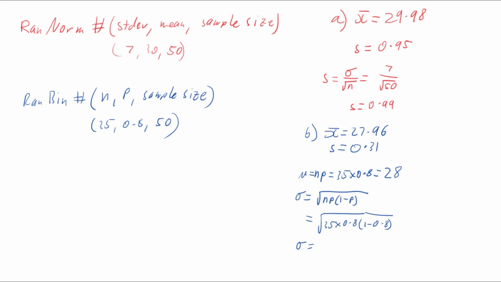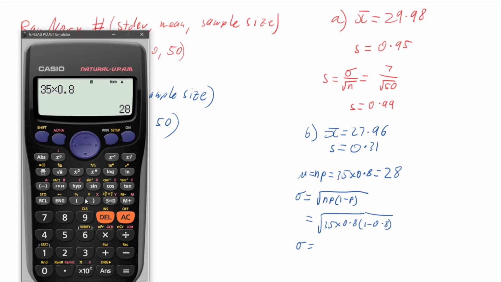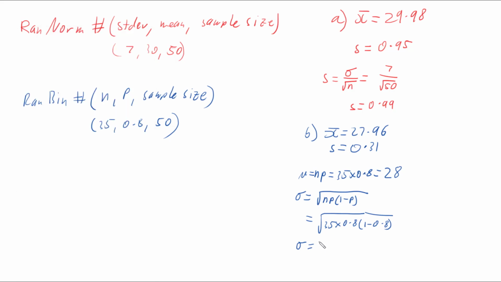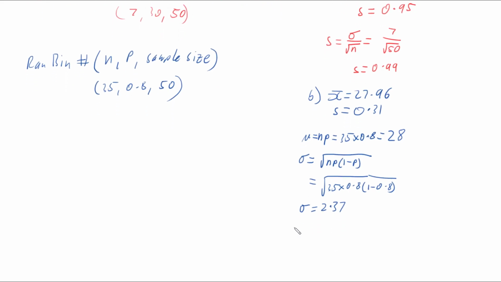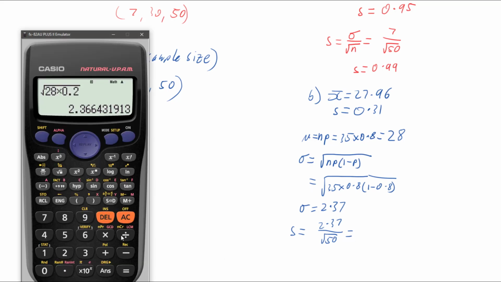And so if we go and put that into our calculator here, we've got the square root of n times p, which we just worked out was 28, times 1 minus 0.8, which is 0.2. So we're expecting a population standard deviation of 2.37. And then if we put in our expected 2.37 over the square root of 50 and divide, we got 0.33.